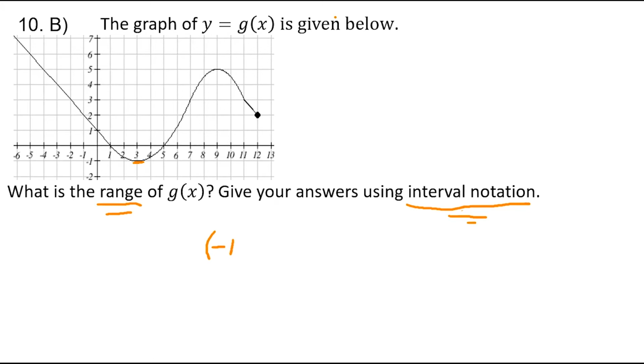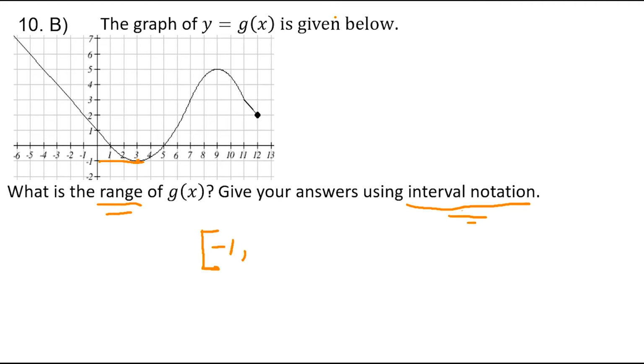Oh, let me change this. It's actually -1, so we want to include that value. So I need to use a square bracket instead of a parenthesis. That means I'm including -1. So you see here, we do have this value of -1 as our output.